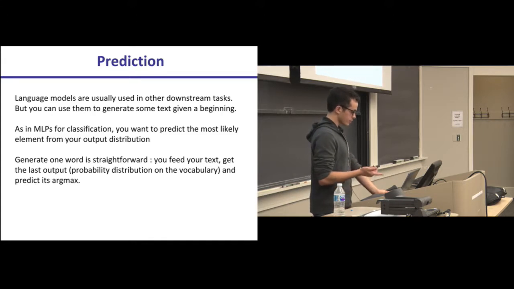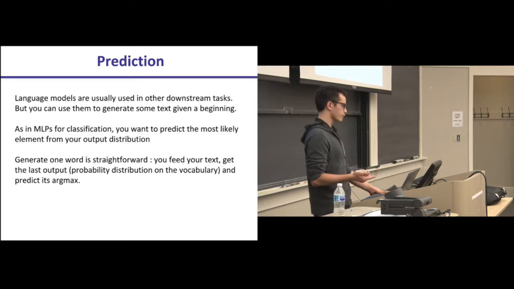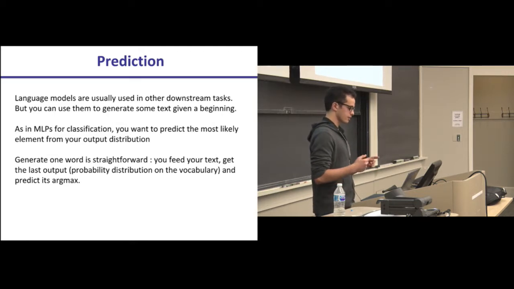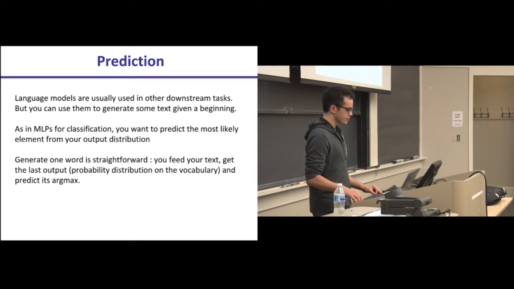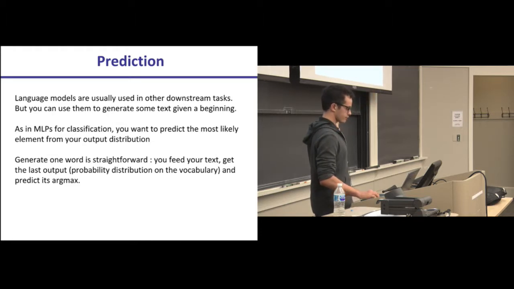So just like I said, language models in themselves are not that useful, but they can be used in a variety of contexts. But you can use them to do text generation. So if you just want to predict one word, once you have your logits, the outputs of size vocabulary, you just take the argmax of that, and that gives you the corresponding word in the word case or the character in the character case.